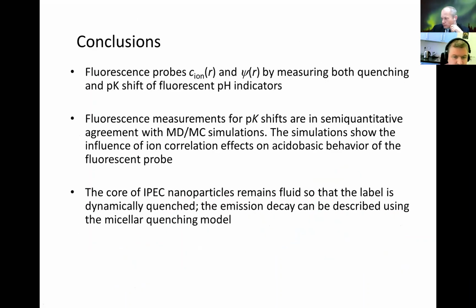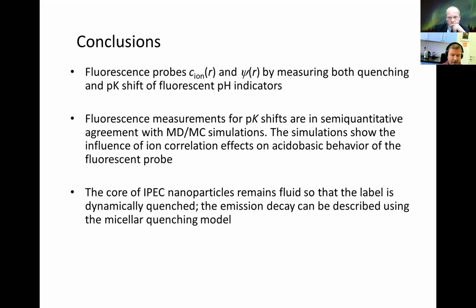So I came to the conclusions. I showed that we can use fluorescence measurements to probe the concentration of counterions and correspondingly the potential around the interface by measuring both quenching and the pK shift of fluorescent pK indicators. I showed you that the fluorescence measurements for pK shift are in semi-quantitative agreement with molecular dynamics combined with Monte Carlo simulations, and these simulations show the influence of ion correlation effects on acido-basic behavior of the fluorescent probe.